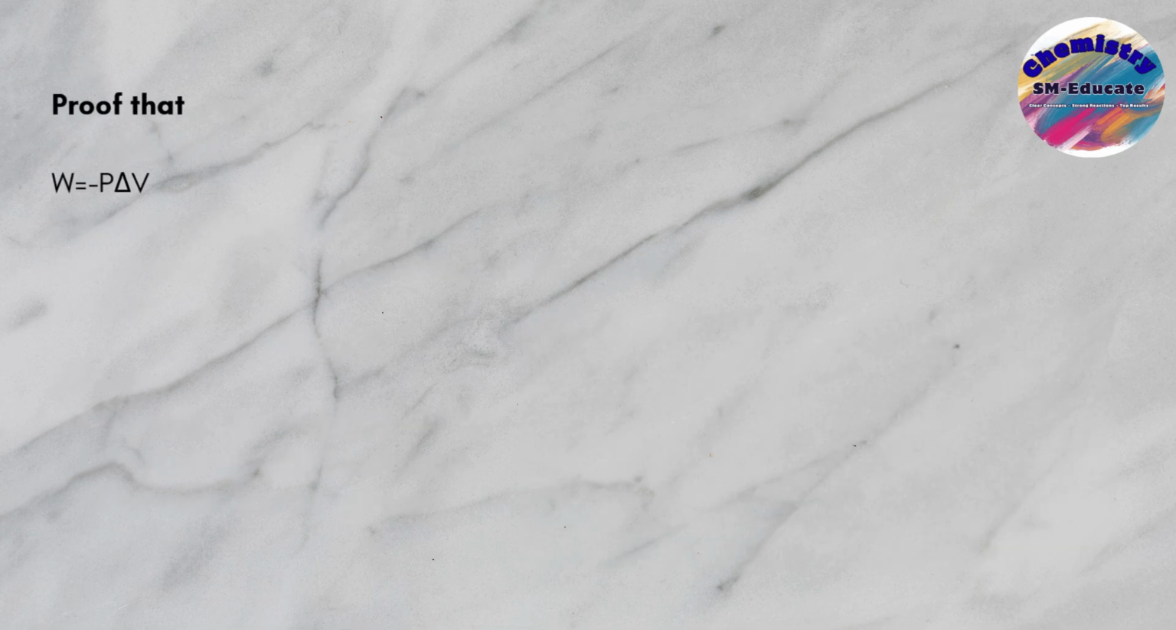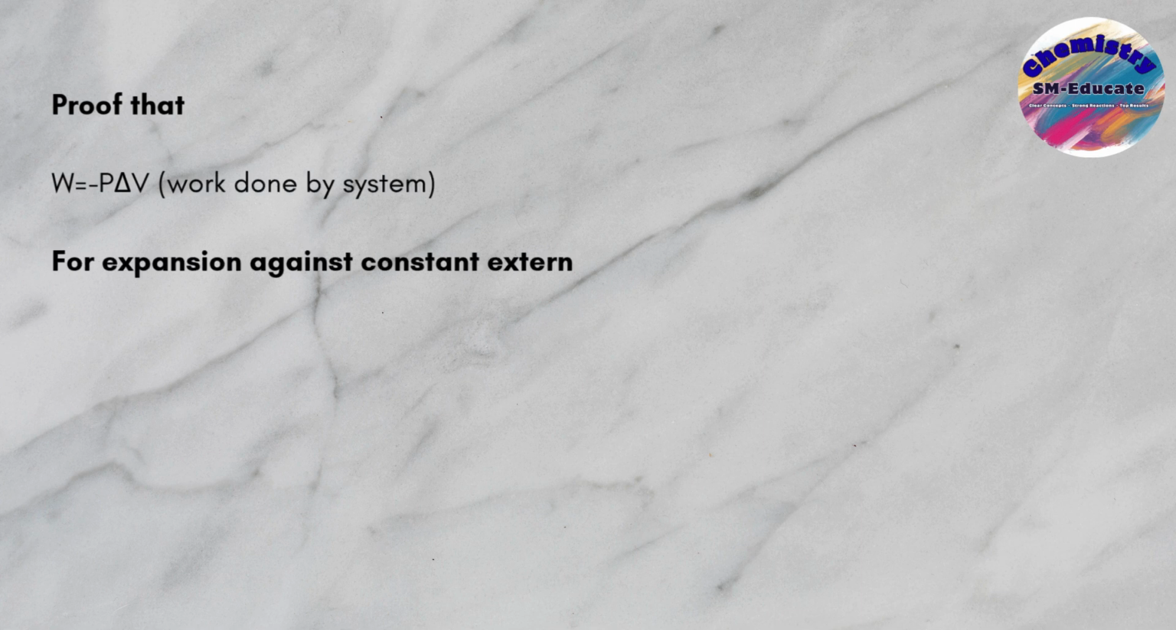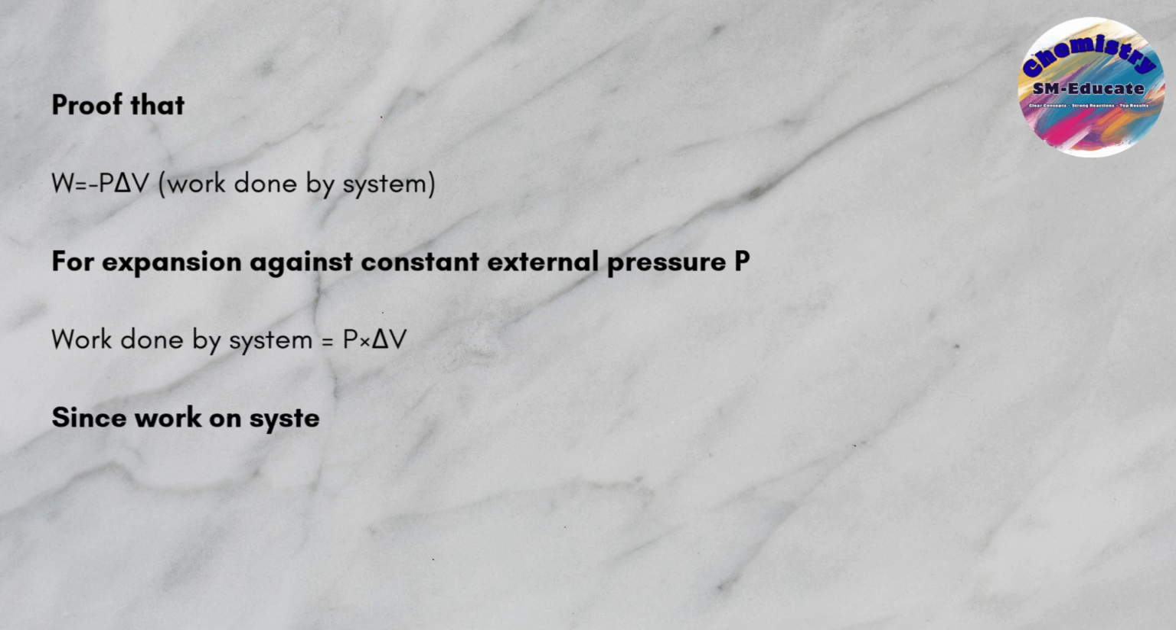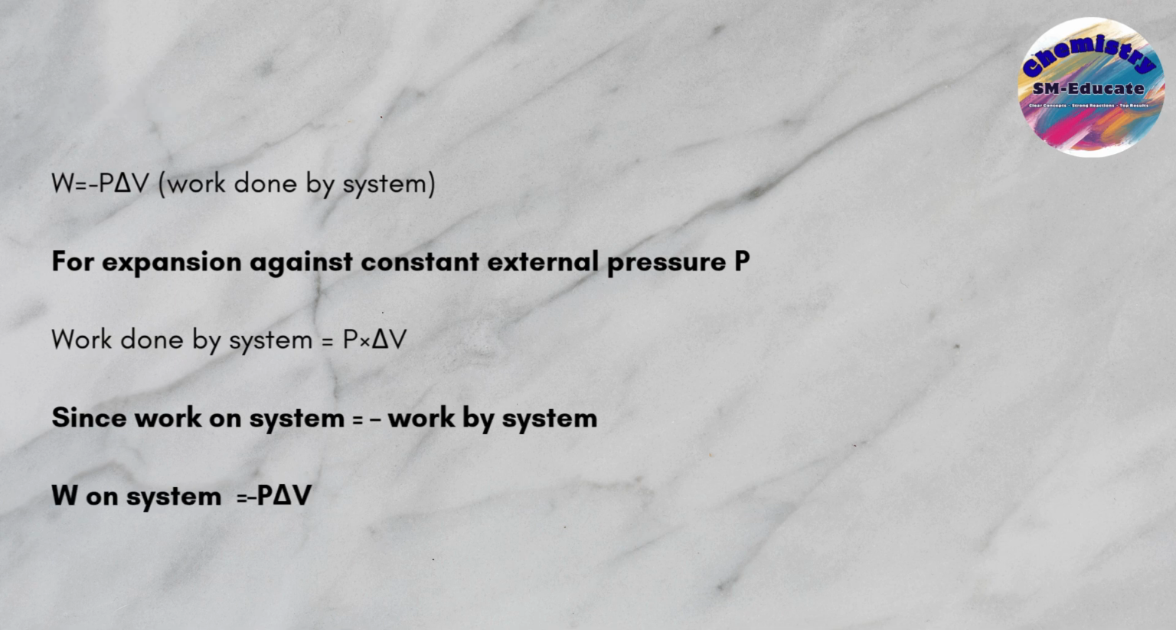Proof that W equals minus P delta V: work done by the system, for expansion against constant external pressure P, equals P times delta V. Since work on the system equals minus work by the system, W on the system equals minus P delta V.